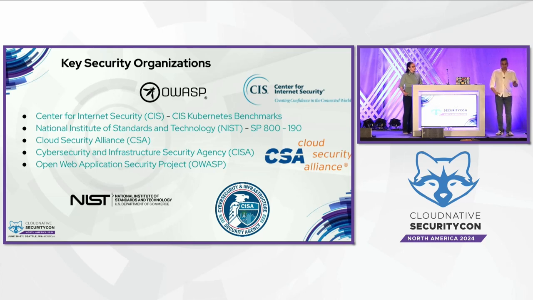Key security organizations. Before talking about the OWASP top 10, I want to name and introduce several organizations that contribute to the security concept, like the CIS, NIST, CSA, CISA, and also OWASP. These organizations have made a great contribution by creating benchmarks, best practices, guidelines, and recommendations, which help organizations promote and enhance security in the cloud, in Kubernetes, and microservices. Just for your reference, SP 800-190 is one of those documents coming from NIST, and the Center for Internet Security offers best practices as well.